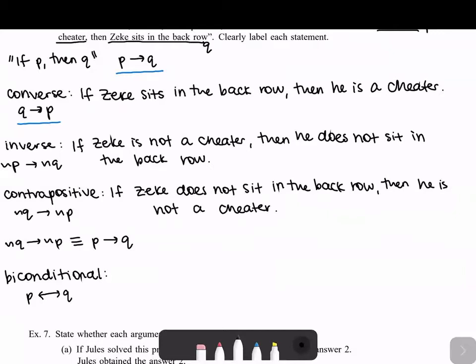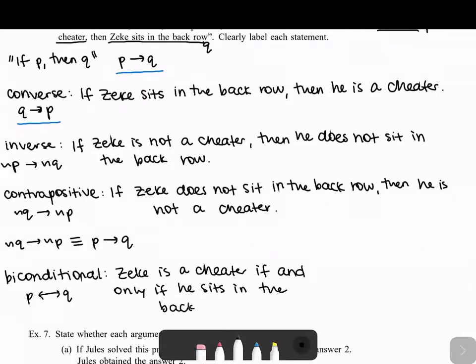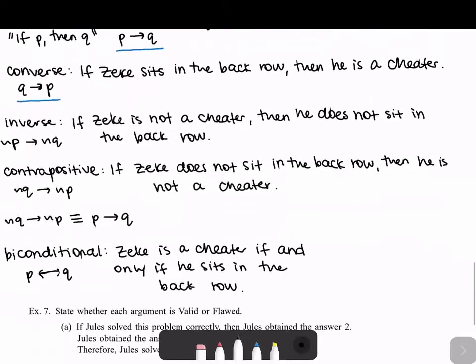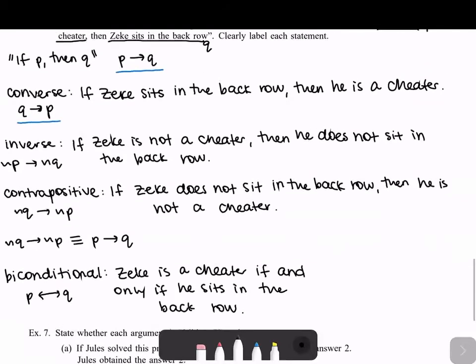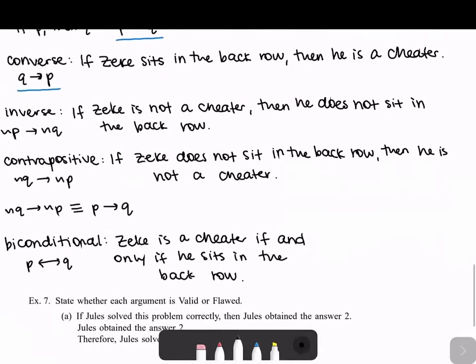The way we're going to write this for this statement is: Zeke is a cheater if and only if he sits in the back row. So that's our biconditional. He's a cheater if and only if he sits in the back row. This means that if he's a cheater, then he has to sit in the back row, and if he sits in the back row, then he has to be a cheater. It combines these two originals, P implies Q and Q implies P.